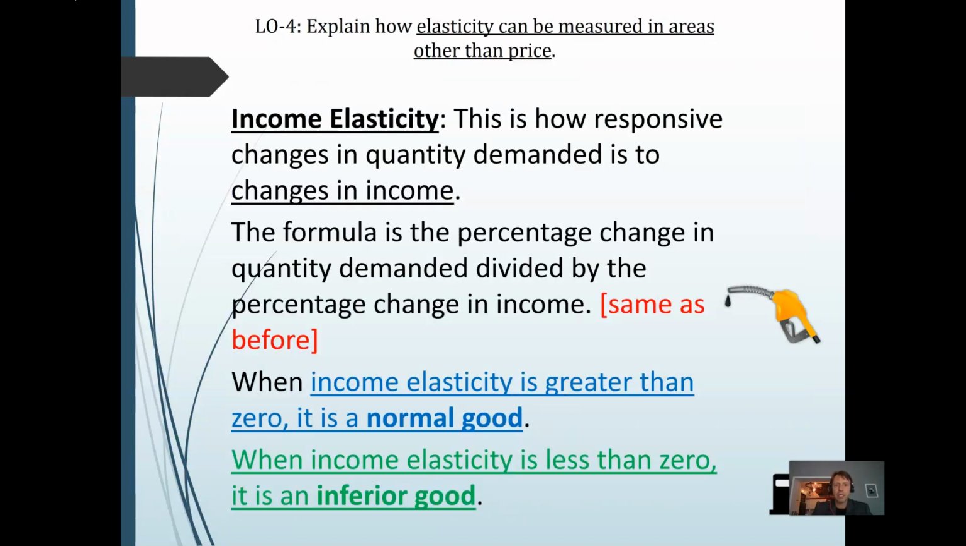Income elasticity is how responsive change in quantity demanded is to changes in income. And so the example that jumps to my mind, the formula is very similar to what we've done before. We practiced calculating it a couple times. You've got that percentage change in quantity divided by that percentage change in price. If it's greater than 0, we call it a normal good. If it is less than 0, we call it an inferior good.